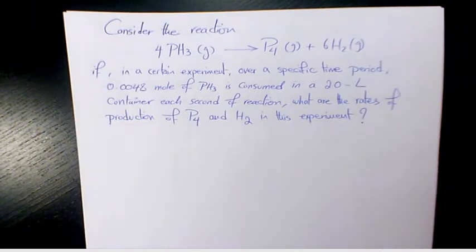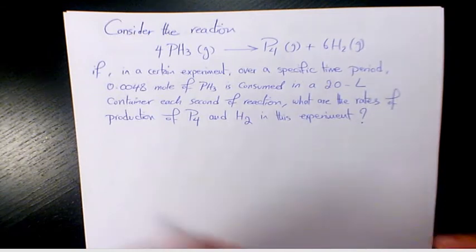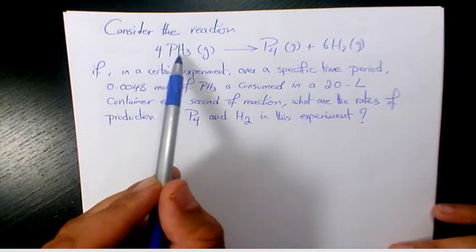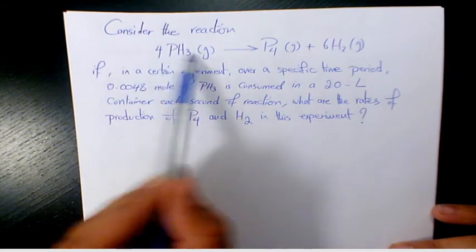The first example says, consider the reaction 4PH3 in gaseous phase gives us P4 gaseous phase plus 6H2. If in a certain experiment over a specific time period, 0.0048 mole of PH3 is consumed in a 2-liter container each second of reaction, what are the rates of production of P4 and H2 in this experiment? So first of all, we need to find out if it's balanced. Yeah, we have 4 phosphorus and 12 hydrogens on both sides.